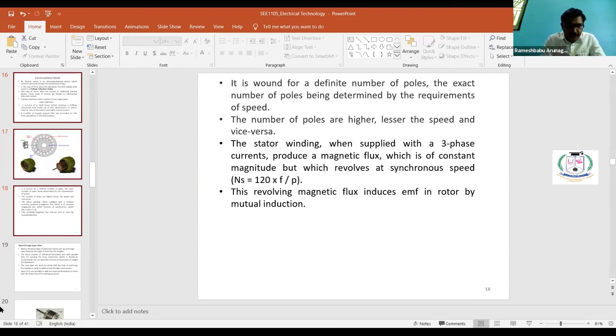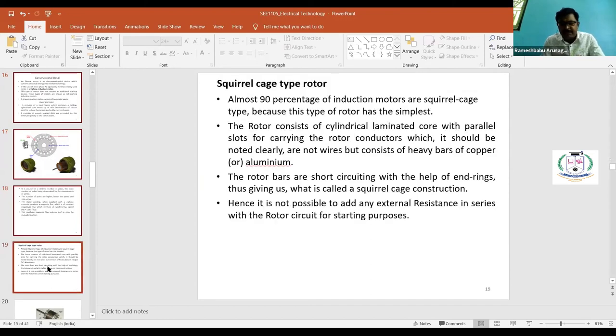Okay, so now we discuss rotor construction. There are normally two types of rotors available in a three-phase induction motor. One is the squirrel cage type induction motor and the other is the slip ring induction motor. Normally 90% of induction motors are squirrel cage motors. Why? Because the construction of the squirrel cage motor is very simple, it is a very low-cost machine, and the size is also less.